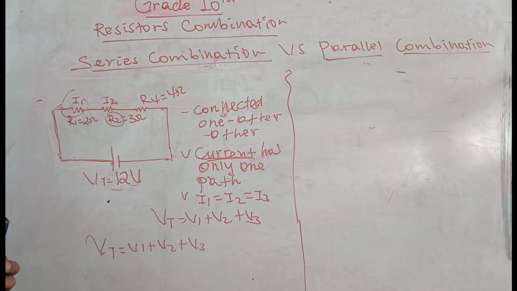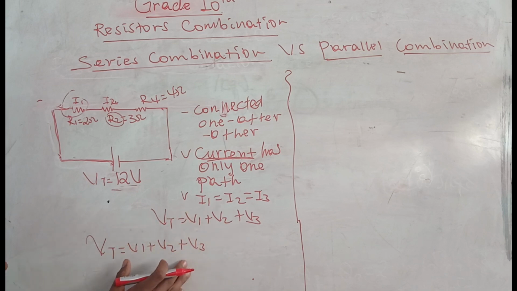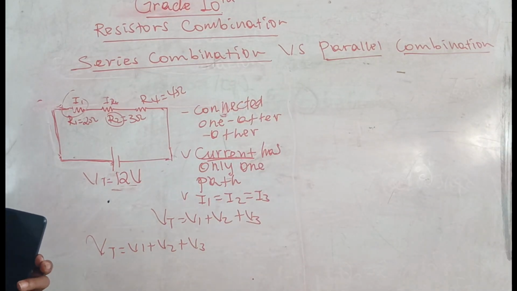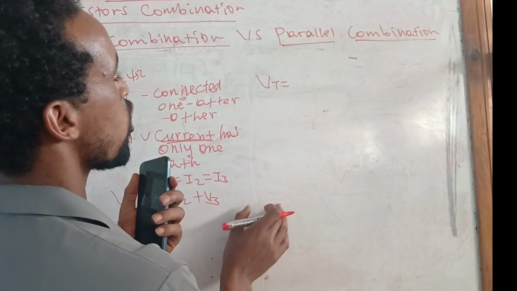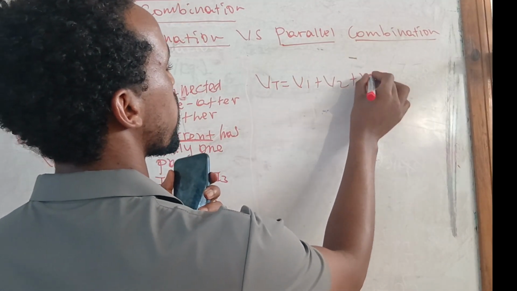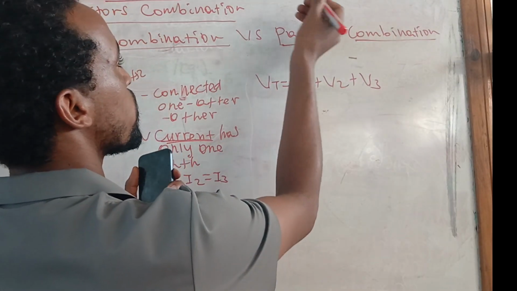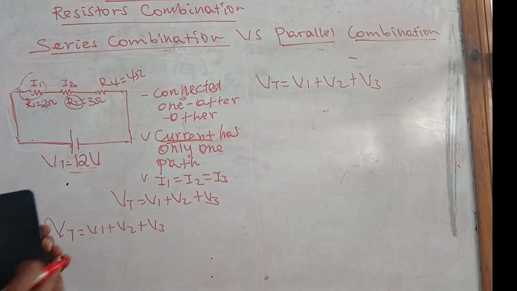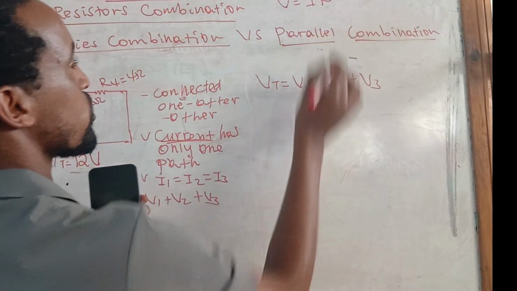Most students struggle to memorize the formula for finding the total resistance in series and parallel circuits. Let's try this one. V total is equal to V1 plus V2 plus V3. This is for series. Now, what is voltage? Do you recall Ohm's law? Voltage is equal to current times resistance.